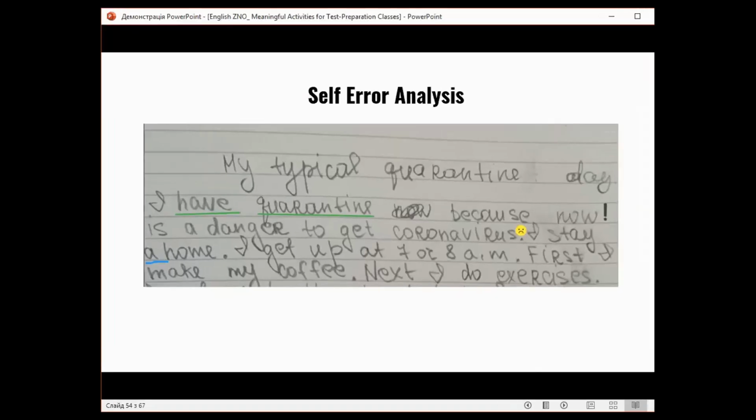You can also ask your students, if it's possible, to keep a log of their mistakes, the mistakes that they keep making quite often. That's also very, very helpful.